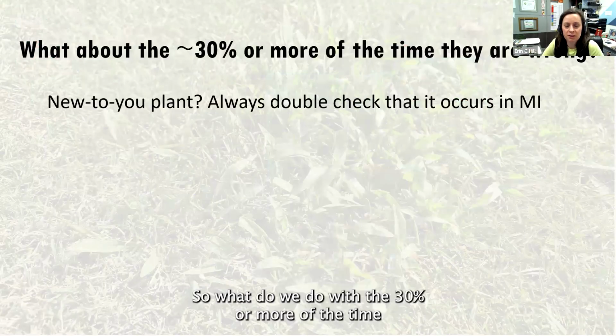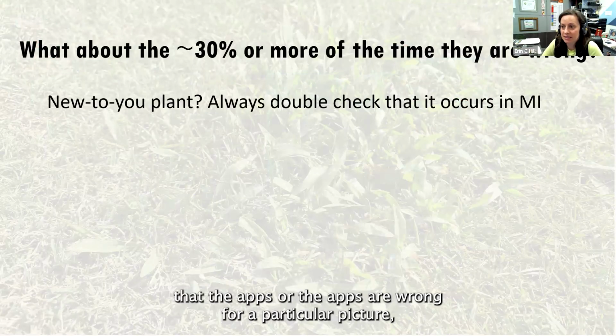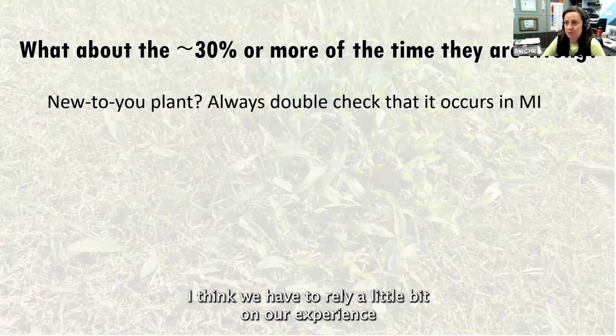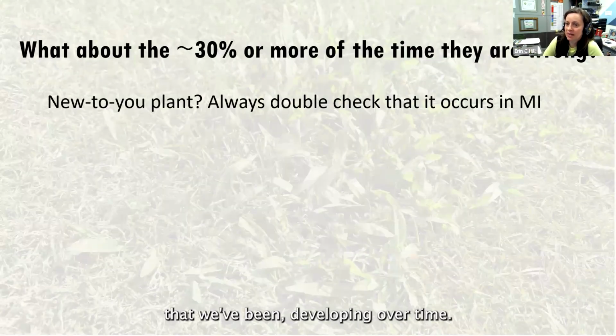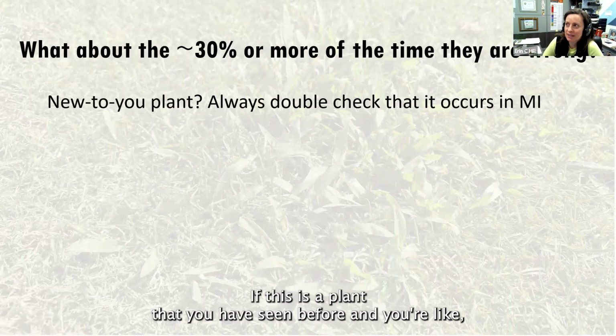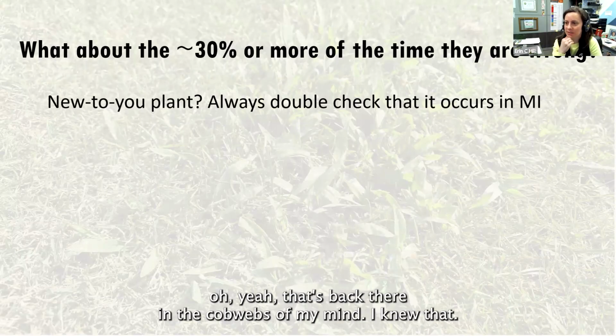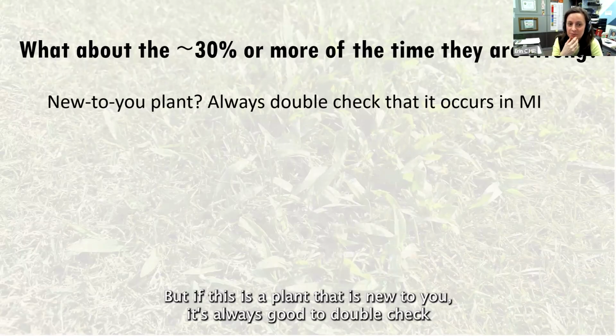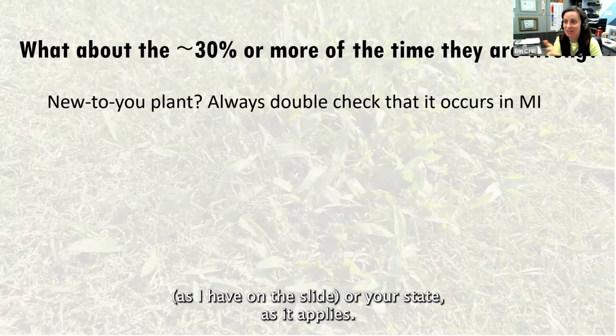So what do we do with the 30% or more of the time that the apps are wrong, or in particular Picture This is wrong? I think we have to rely a little bit on the experience that we've been developing over time. If this is a plant that you have seen before and you're like, oh yeah, that's back there in the cobwebs of my mind, I knew that, then you can probably trust what it says. It's kind of just refreshing your mind. But if this is a plant that is new to you, it's always good to double check that it occurs in Michigan, as I have on the slide, or your state as it applies.